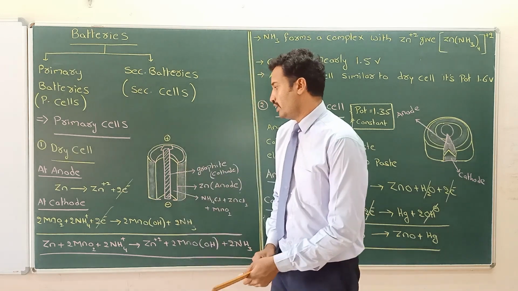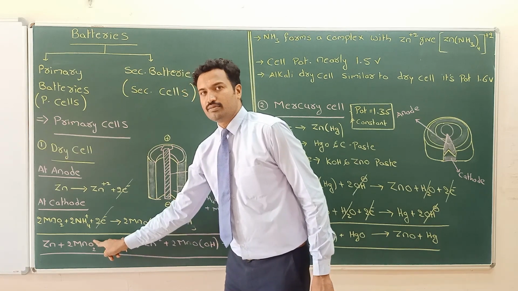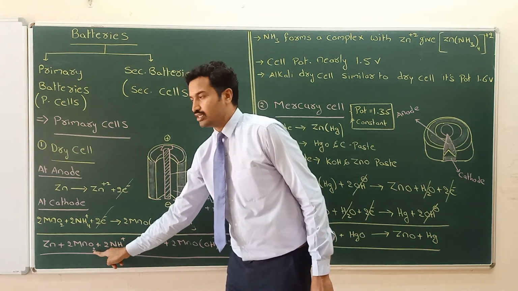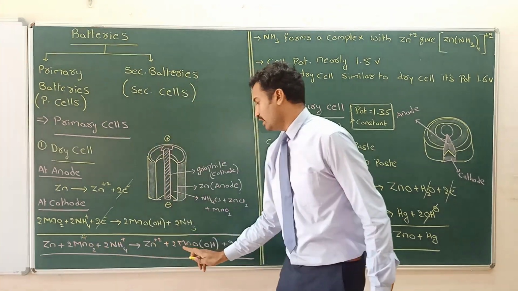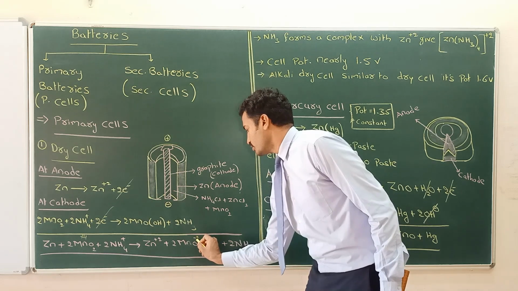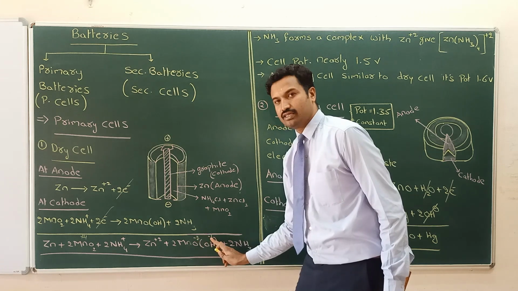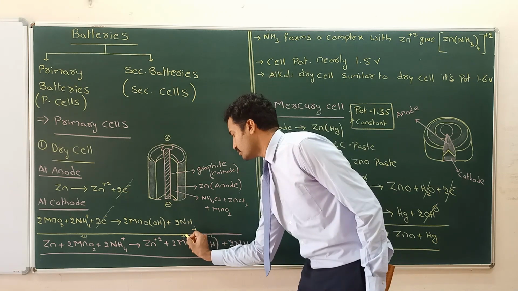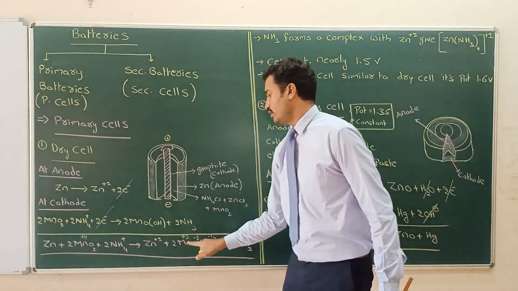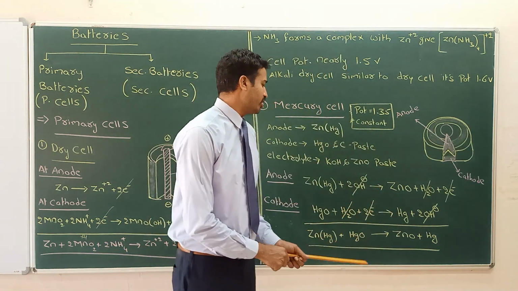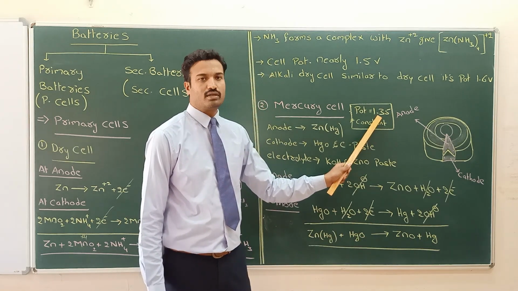And one more point. Here MnO2. Take 1 mole of MnO2. Oxygen charge is -2, -2 into 2 is -4. Mn is +4. Here Mn is +4, oxygen is -2, OH is -1: -2, -1, -2, -1, total -3. Then the Mn charge is +3. So in the overall reaction Mn +4 is converted into Mn +3. Since there is no ion, this potential value is constant throughout the cell reaction.